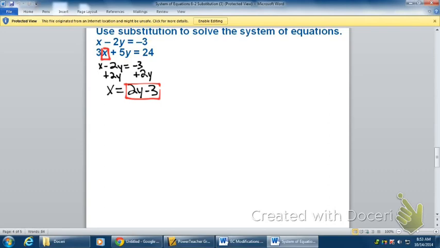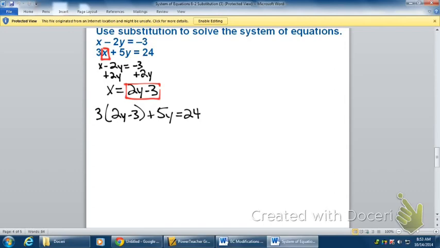For x into my second equation. Now make sure when you substitute that in, you put parentheses. So I got 3 times x. I see an x, so I'm going to plug in a 2y minus 3. And then I'm going to write the same, whatever the equation is, whatever's left over. Just write the same thing down. Okay?